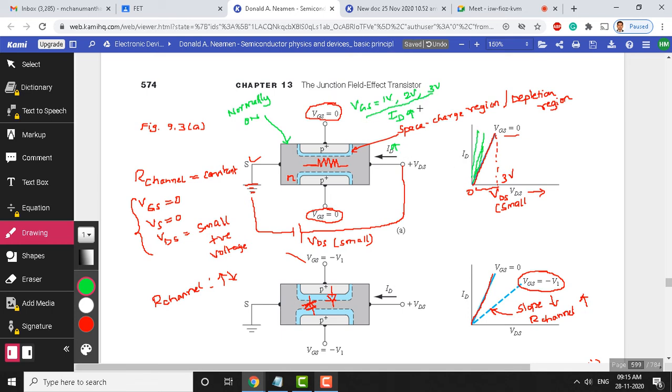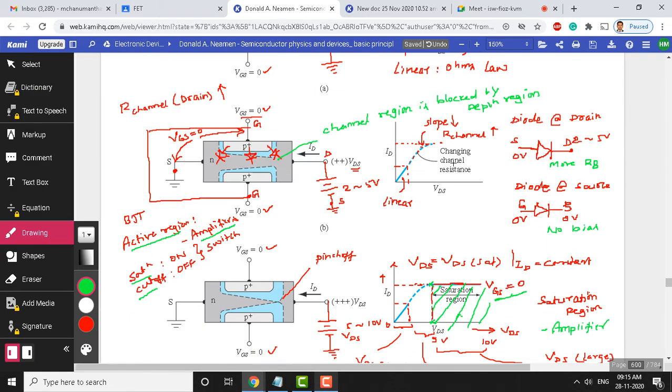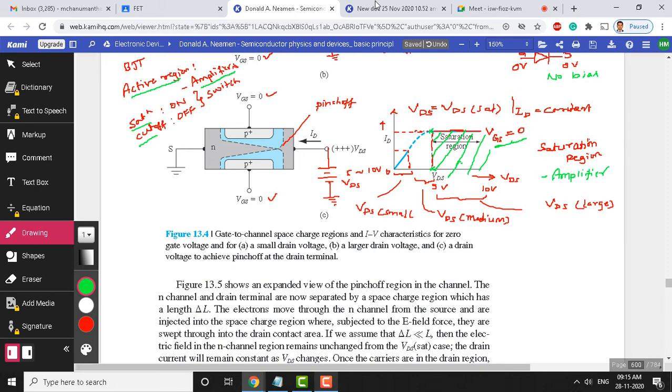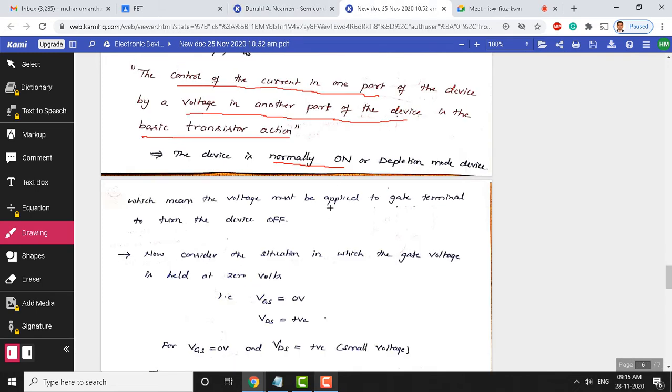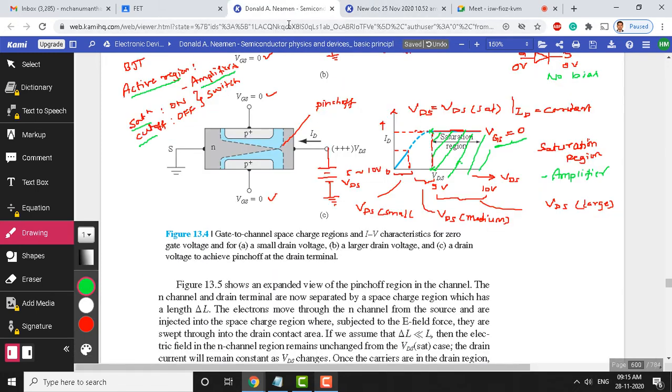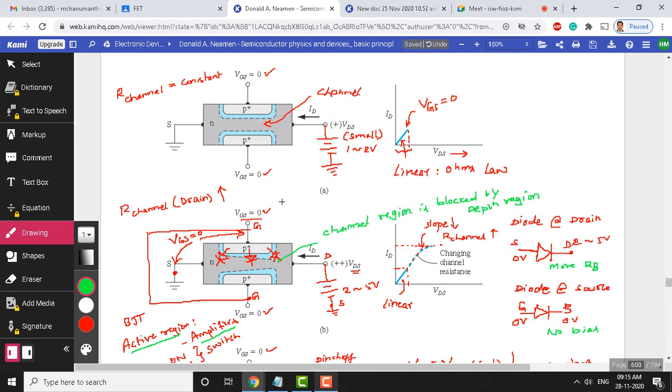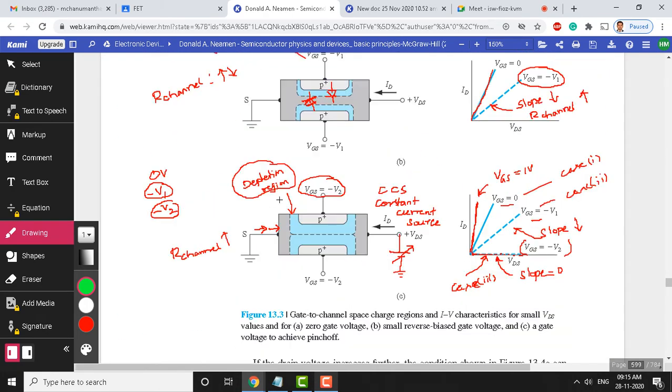That means we can conclude that for higher values of VGS, keeping VDS small, though we started with 0 here, for larger VGS the drain current keeps increasing. But now what we are trying to say is, this is a normally on device, I was explaining this to you. So this is called normally on.